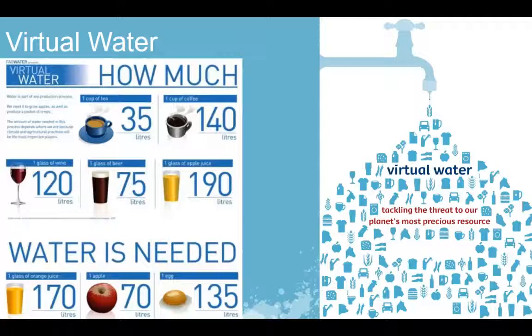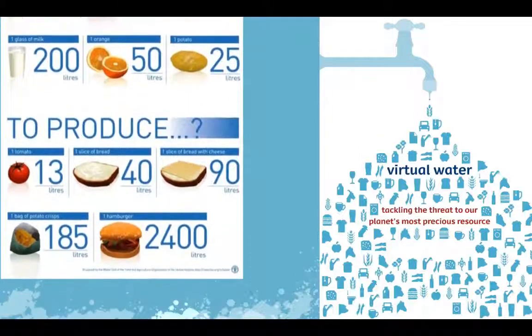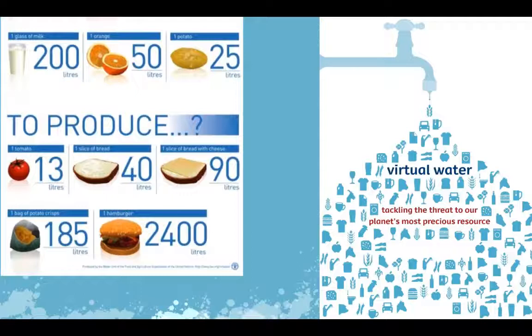And that's just drinks that we typically think of. Oh, it's mostly water. But what about when we start looking at consumables from food? A glass of orange juice, about 170. One apple is about 70 liters. One egg, who doesn't like to have an egg in the morning? One egg is about 135 liters of water. Glass of milk. Oh man, one glass uses 200 liters of water.